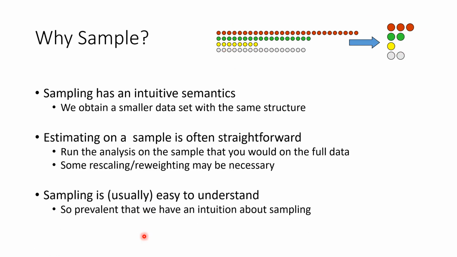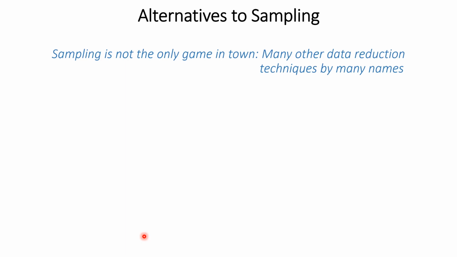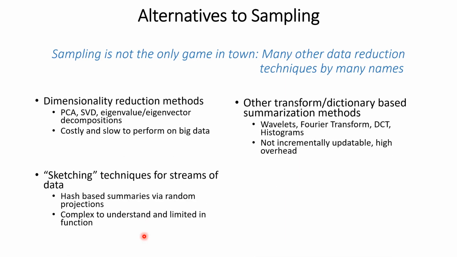Sampling idea, the concept is very easy to understand, and people have a basic understanding about sampling. But it doesn't mean that sampling is the only way that we can reduce our data. It's not the only game in town. There are many other data reduction techniques. I'm going to put them up here. I'm not going to waste my time to go into that. They're all worthy of study, but the one that we're interested in Stat 395 is the different sampling techniques.